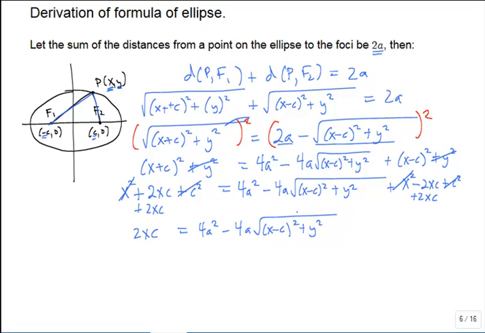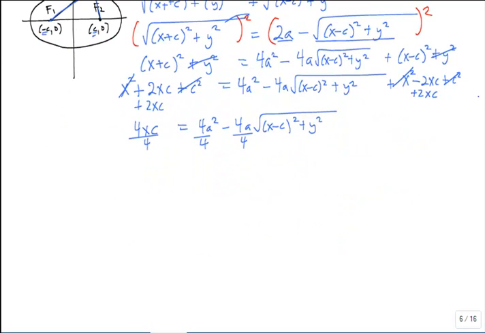Okay, now I still need to get rid of this big square root right here. So what I'm going to do, oops, this should be a 4xc, excuse me, that was a typo. 2 plus 2 is 4. So we have to get rid of this big square root, but one thing that I notice is since all these terms have a 4, we can go ahead and divide through by that coefficient of 4 just to help clean things up a little bit.